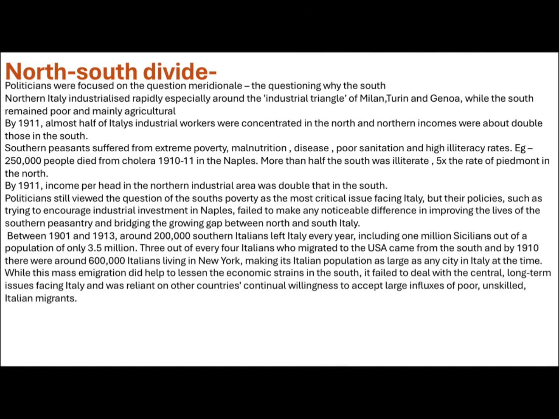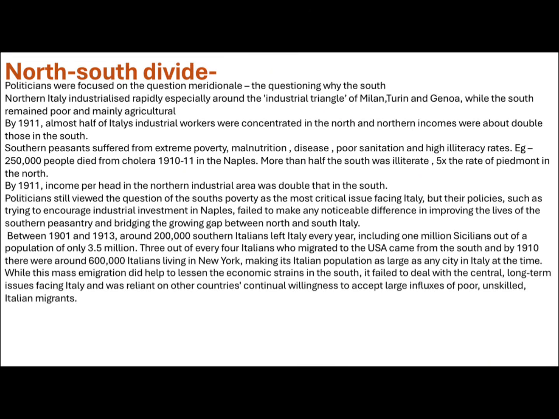So 250,000 people died from cholera in 1910 to 11 in Naples. More than half of the south was illiterate, five times the rate of Piedmont in the north. By 1911, income per head in the northern industrial areas was double that in the south. Politicians still viewed the question of the South's poverty as the most critical issue facing Italy, but their policies, such as trying to encourage industrial investment in Naples, failed to make any noticeable difference in improving the lives of the southern peasantry and bridging the growing gap between the north and the south of Italy.